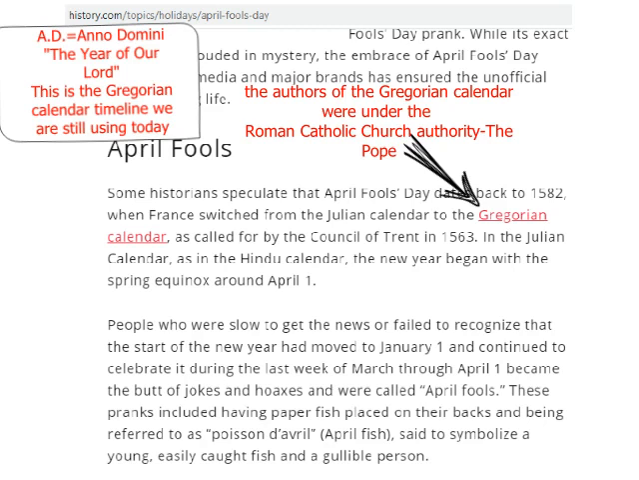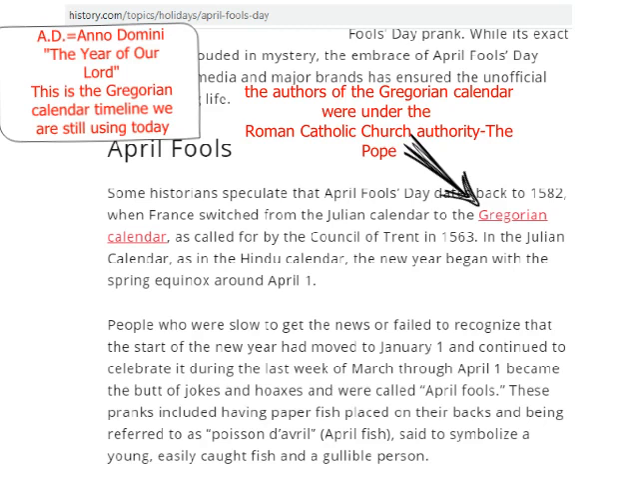So let's go back to what the History Channel says in the second paragraph. They continue, people who were slow to get the news, and they're talking about this changeover from the Julian calendar to the Gregorian calendar, they failed to get the news or failed to recognize that the start of the new year with this changeover had moved to January 1st. And those who continued to celebrate the new year during the last week of March through April 1st became the butt of jokes and hoaxes and were called, quote-unquote, April Fools.